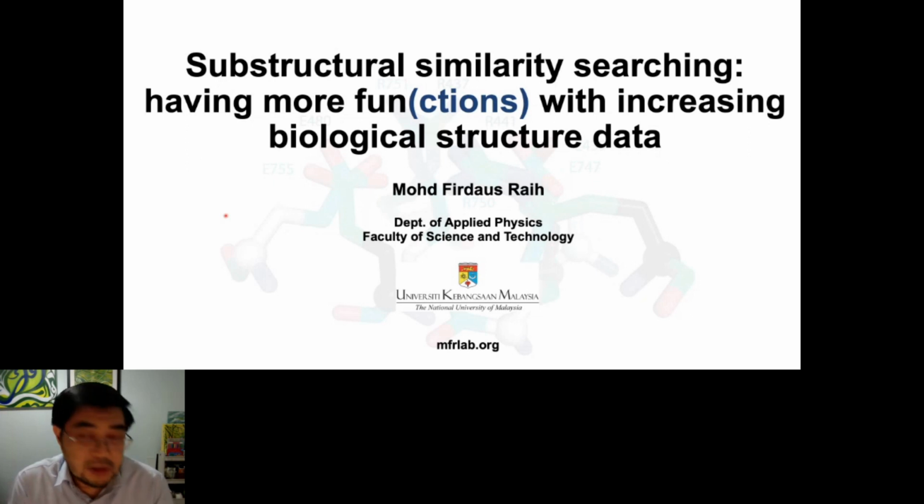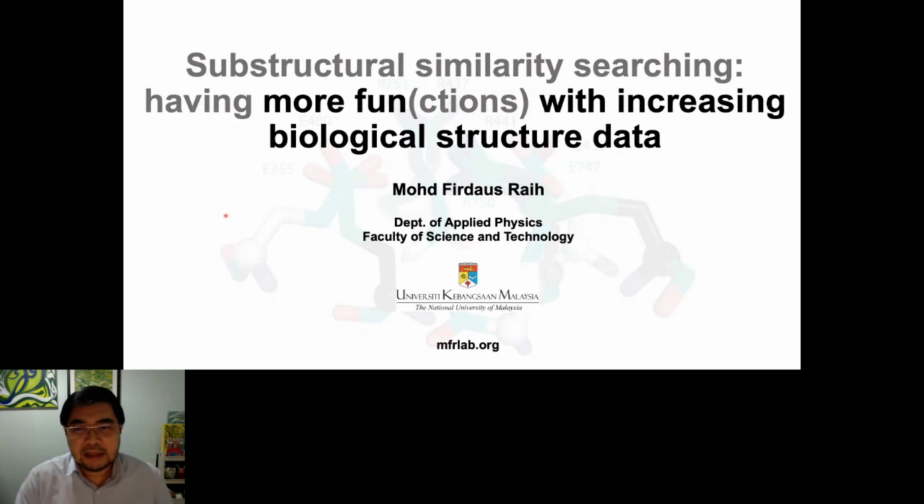So as mentioned by Sudat, the topic is on substructural similarity searching, and what we're going to do with having more fun with the increasing biological structure data.